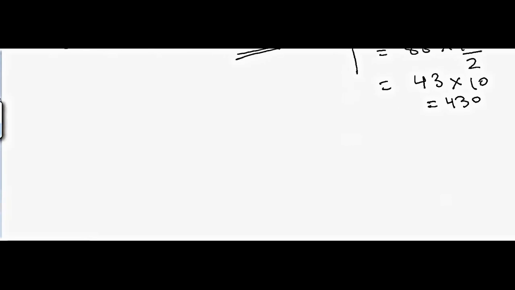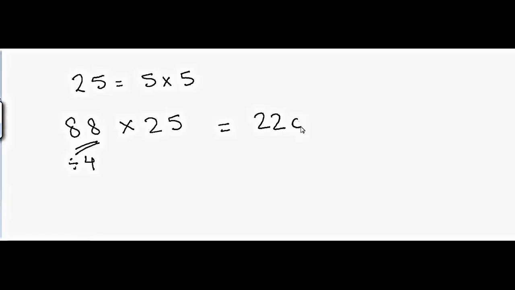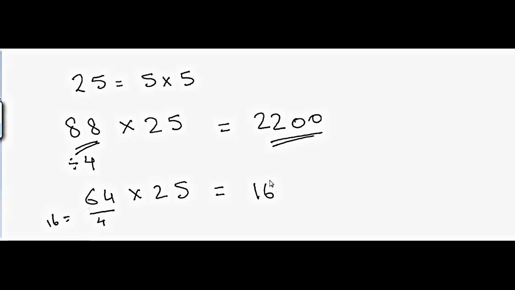Now let's go to 25. If I have to multiply any number by 25, we know that 25 is equal to 5 into 5. So instead of dividing by 2, we will divide by 4. Now suppose I have 88 and I want to multiply it by 25. In this case, I will divide 88 by 4, so that will be equal to 22, and then I put 20 in the end. So that is my answer. Again, if I have to multiply 64 by 25, that will be equal to 16, because 64 divided by 4 is equal to 16. So we have 1600 as the answer.